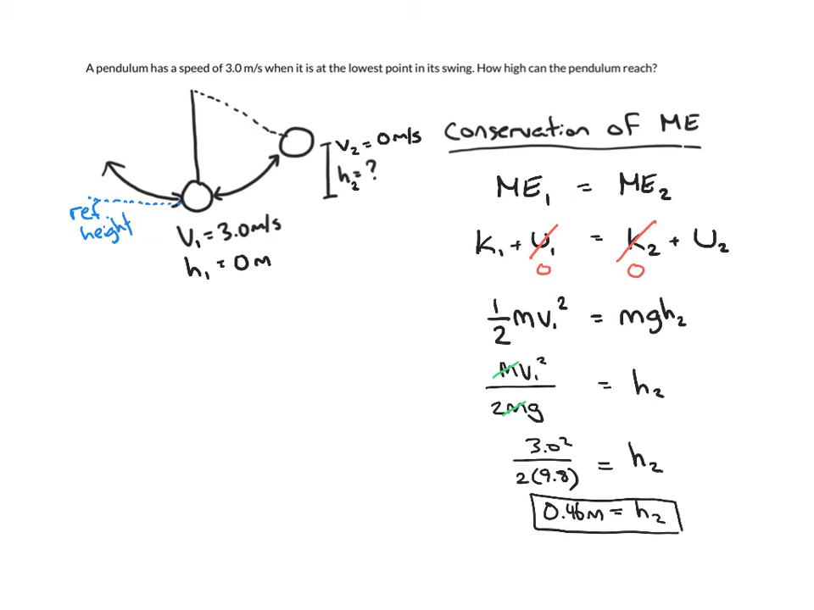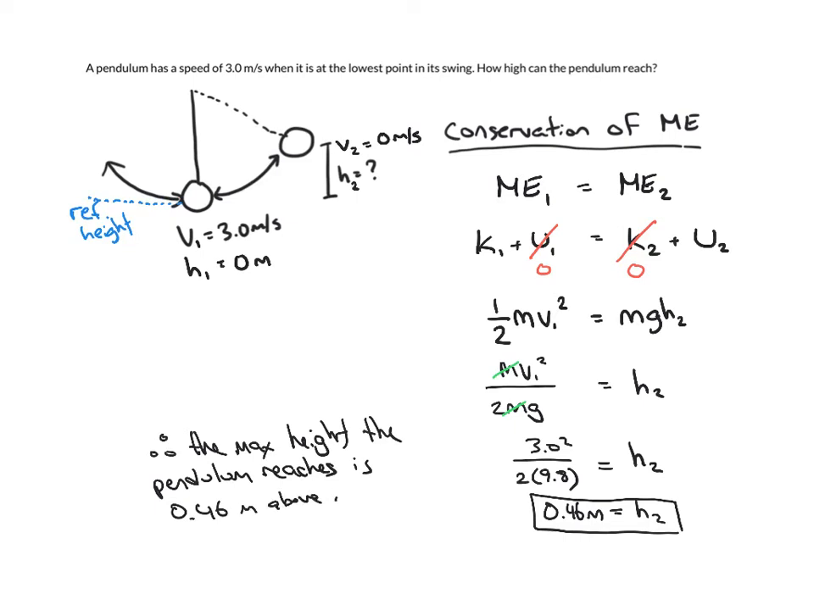Okay, so as a statement answer, I can say therefore the max height the pendulum reaches is 0.46 meters above its lowest point. So there's an example of a pendulum question applying the conservation of mechanical energy.